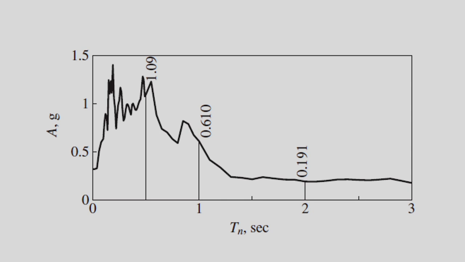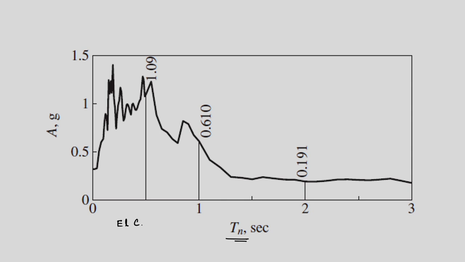Okay, so this is a sample acceleration response spectrum you can see on your screen. On the x-axis, what we have is time period, as I told you earlier. That is the time period of the single degree of freedom system, and this response spectrum is taken from Anil K. Chopra's book.